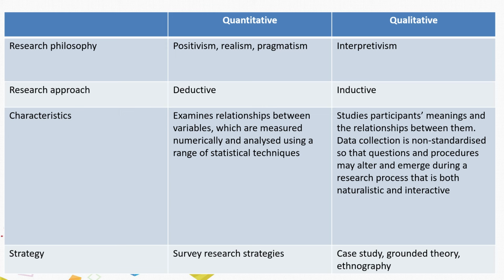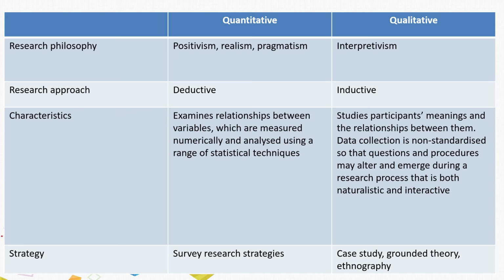Okay, they start with the observations, and then from the observations, who knows, they may come up with their own theory. The characteristics of a quantitative approach is that normally they examine relationships between variables. These variables are measured numerically. That's why, if you may have noticed in our interactions, I normally ask you, how do you plan to measure this? How do you plan to measure that? Okay, because if you're using quantitative, the variables are measured numerically and they are analyzed using a range of statistical techniques.